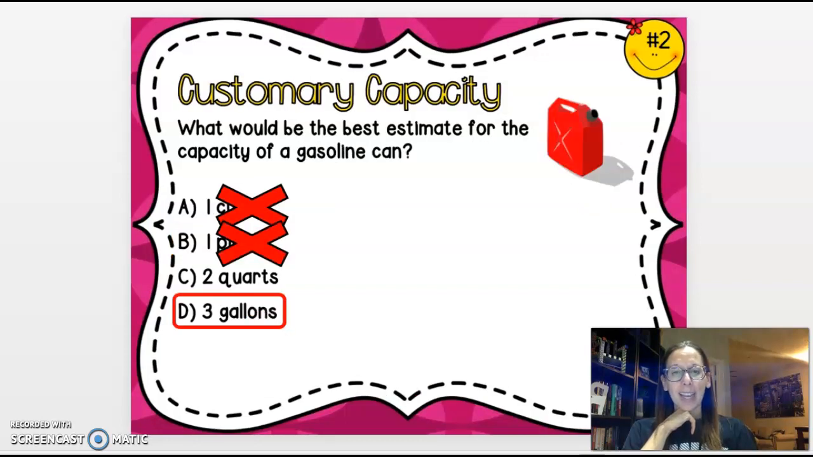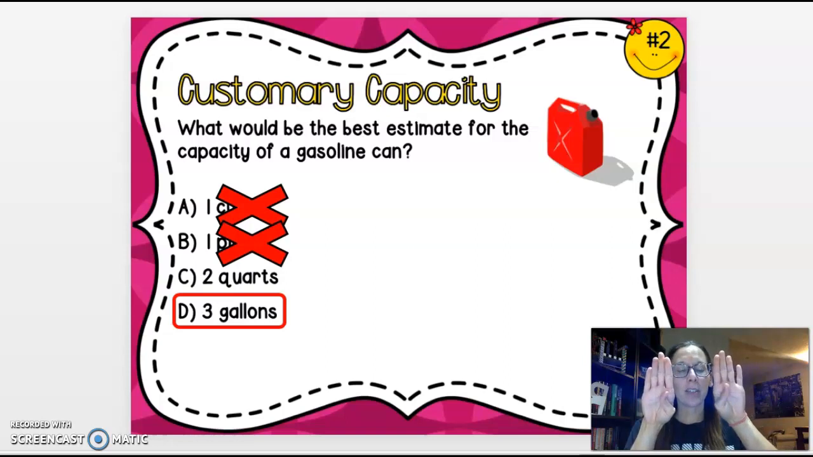Moving on to the gasoline can. Okay, I've already crossed out 1 cup, way too small. 1 pint, still way too small. 2 quarts would only be those 2 juice or milk containers that are in the cartons. So it definitely would have to be gallons. Okay, depending upon the size of the gasoline container, it can hold multiple gallons.